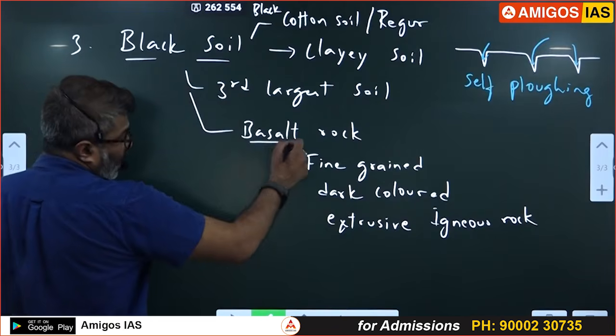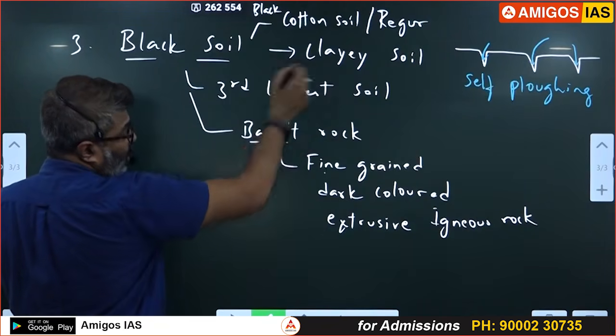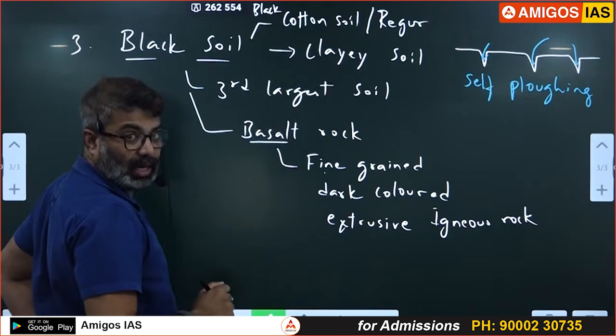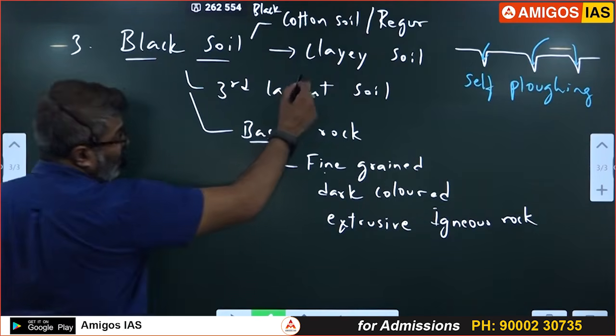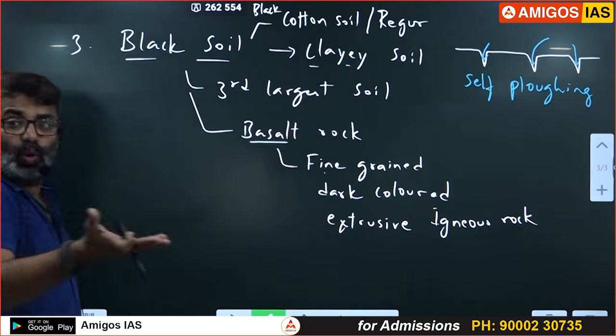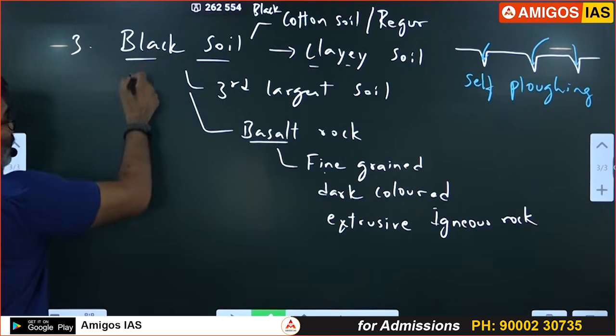Basalt rocks have clay-like minerals, so black soil also becomes clay-like. Clay soil. These are fine-grained, dark-colored, extrusive igneous rock. What happens when there is more clay? I told you, water holding capacity is high. So when the water doesn't go down, what happens to the soil profile? The profile won't develop much. So it is intrazonal.